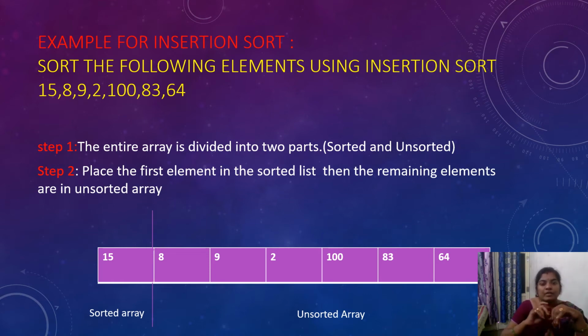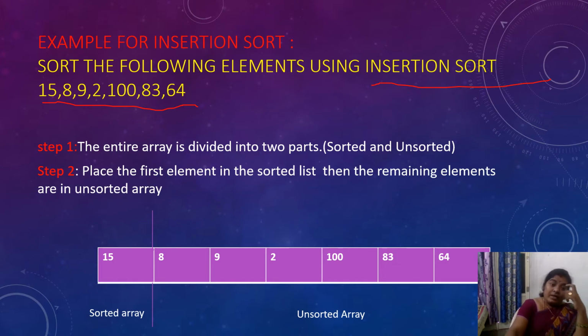Now I can simply explain the insertion sort technique by choosing one example. In this example, you can simply choose some list of elements: 15, 8, 9, 200, 83, 64, which is not in sorted order. I want to arrange these elements in the sorted order by using the insertion sort technique.